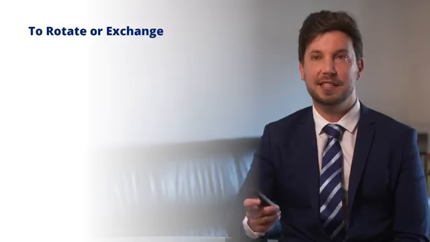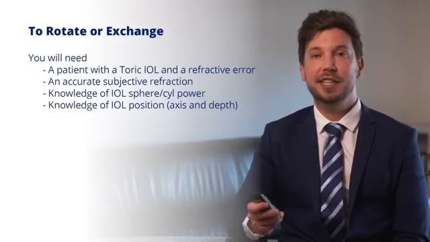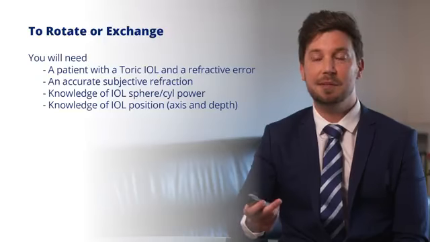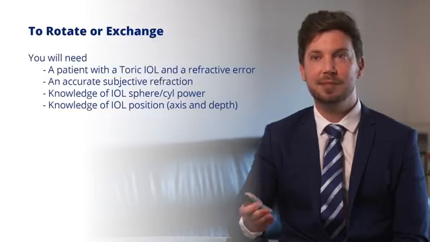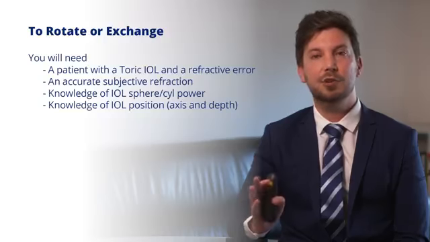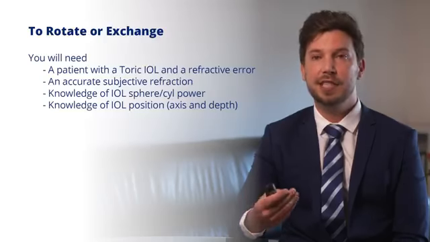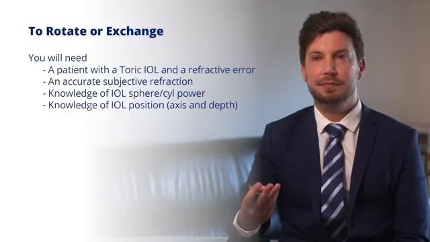So what you will need, first of all, is a patient with a toric IOL in their eye and a refractive error. You're going to need a very accurate subjective refraction. All of your information for what you're going to do comes from the subjective refraction, so this should be your absolute priority, getting a very accurate refraction. Not an automated refraction, not a wavefront refraction, but a subjective refraction where the patient tells you what they want, because that takes into account their eye, their brain, everything about it.